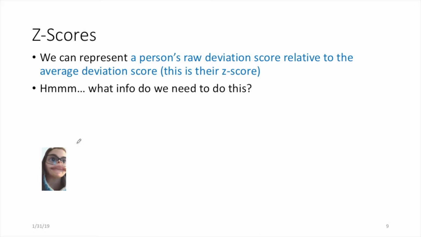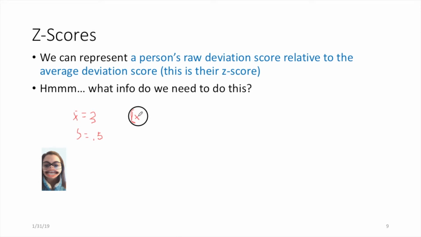So if we have a mean of 3, as I said, and a standard deviation of 0.5, then we know, okay, a person who scores exactly one standard deviation above the mean scores a 3.5. And their raw deviation is equal to 0.5.